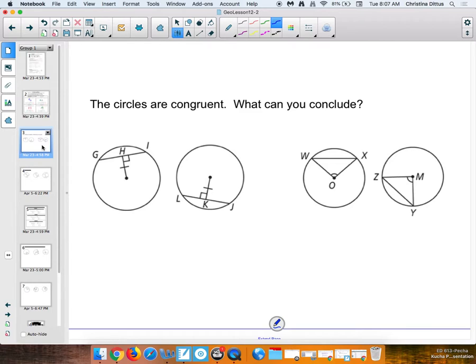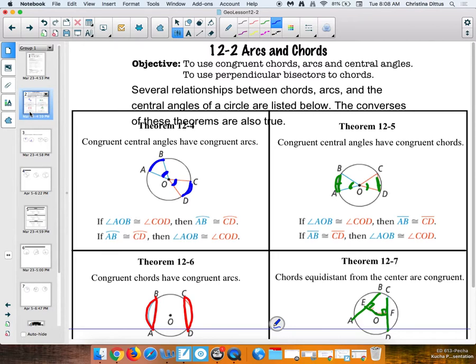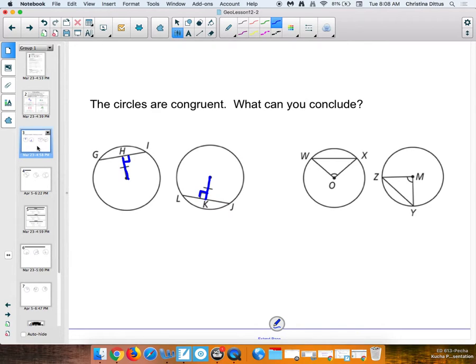Okay. So let's look at this one. Notice I have these little lines are equal and I have right angles. So that's like this one, right? Little lines are equal and I have right angles. So what else is equal? The chords. Oh, what a word. So these lines. GI is equal to, what do I call the other one? LJ.